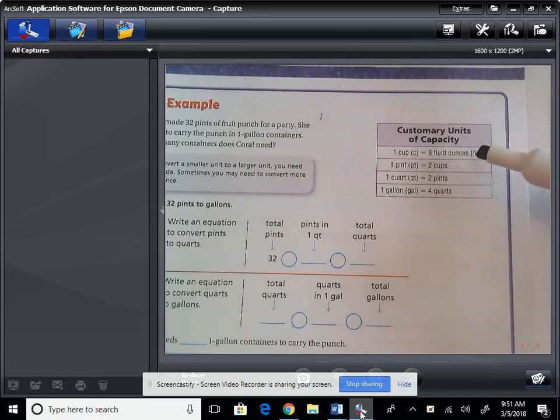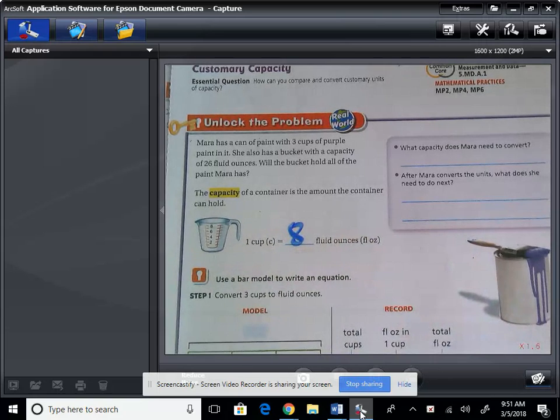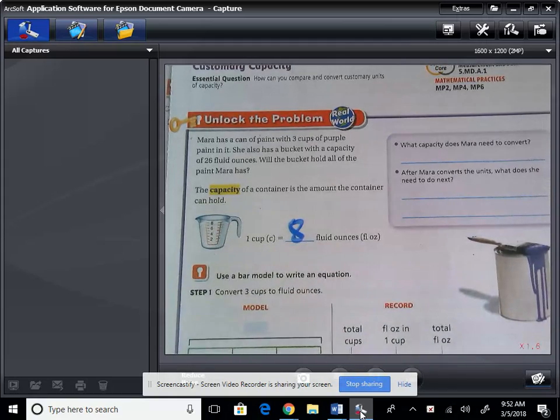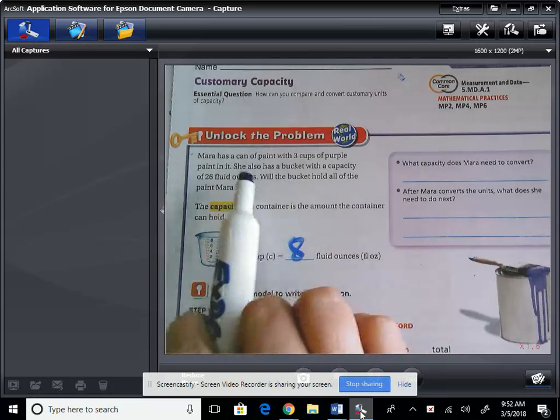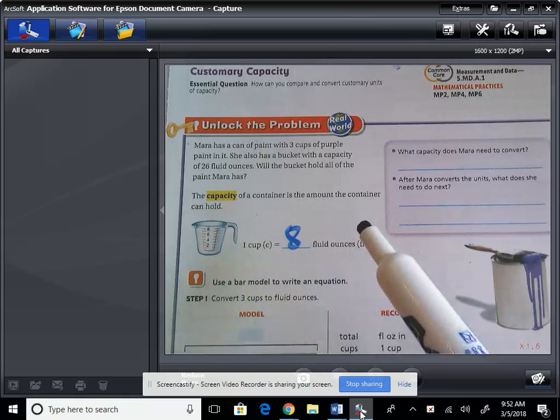So if you're not sure about that, let's look here. And on the back side, it tells us there are 8 fluid ounces in 1 cup. So 1 cup is equal to 8 fluid ounces. So same rule we talked about before. If we're going larger to smaller, we multiply. If we're going smaller to larger, we divide. So let's look. She has a bucket of cups, we're going from larger to smaller, so we're going to multiply.